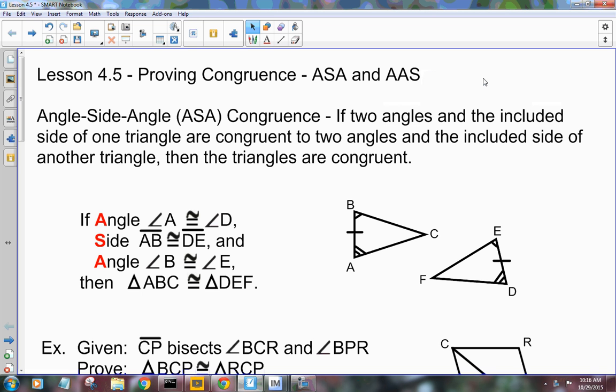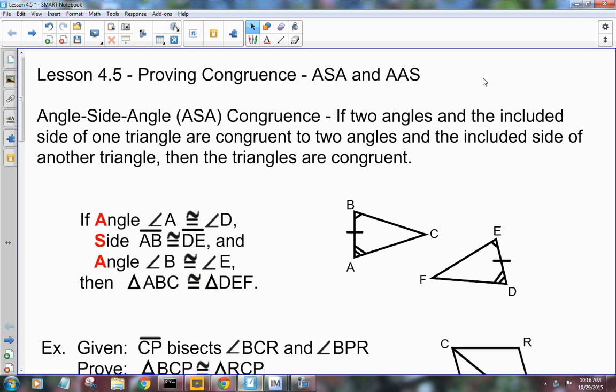Okay, so yesterday we talked about 2 ways to prove triangles congruent. What were the 2 ways? SSS and SAS. And in the SAS, what did we learn about that angle? It has to be sandwiched in between those 2 congruent sides.